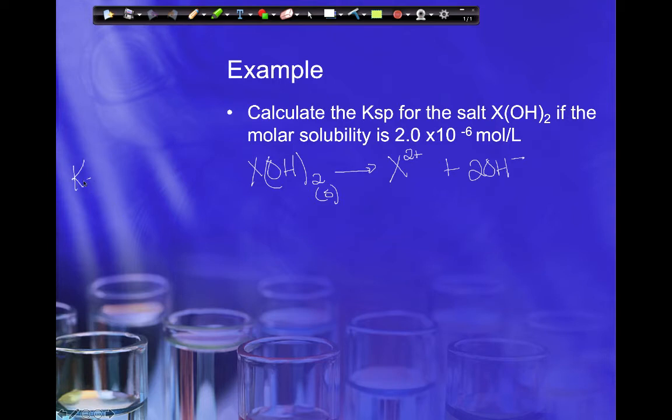So my KSP will be equal to my products. So my X to the first, but this one will be to the second. So you have to square that value.